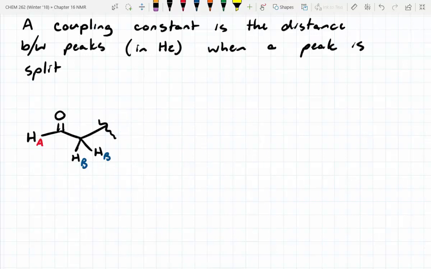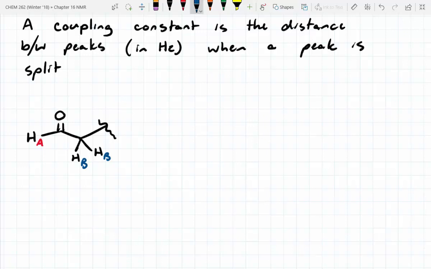Okay, so HA, what should HA be split as? Will it be a singlet, doublet, triplet? Should be a triplet, right? It's got 2 3-bond neighbors, 2 + 1 means it's going to be a triplet. Let's try to mathematically understand why, though, and hopefully this will make sense.